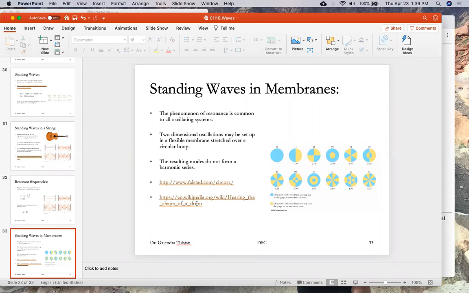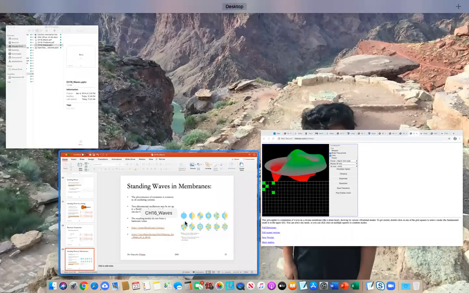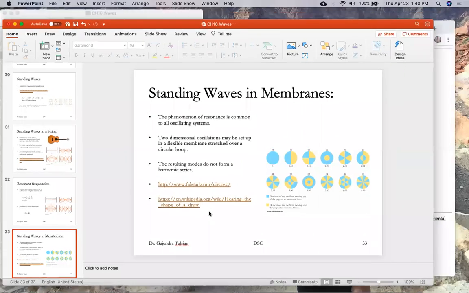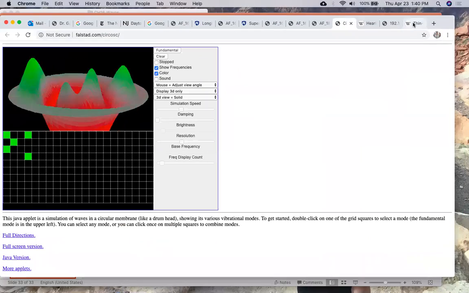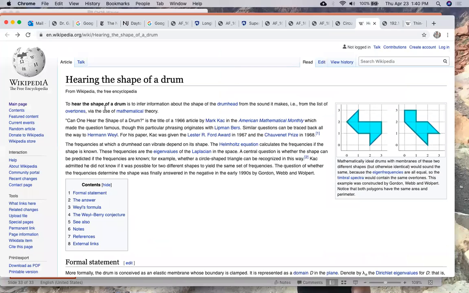One of the famous mathematicians of the 20th century asked the following question. So this is a drum head, and you can have different shaped drum heads. He asked the question, can you just from hearing the drum figure out the shape of the drum head? You can go to this link and read about this problem. So here is the famous question, can one hear the shape of a drum? This was the title of a 1966 article by Mark Kac.